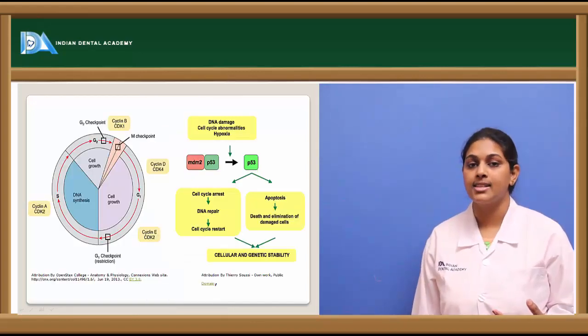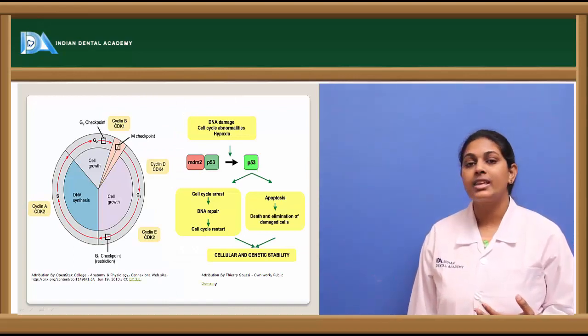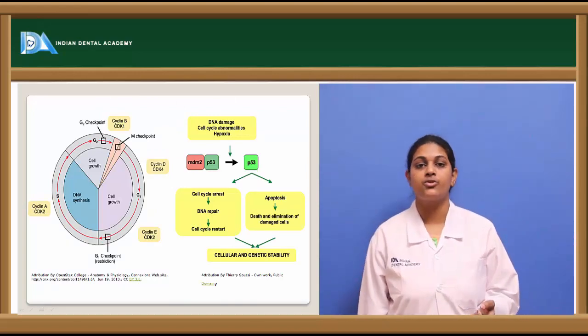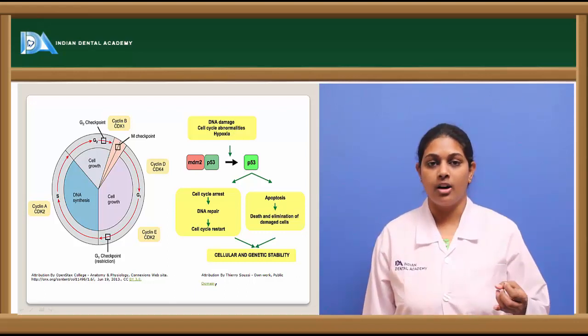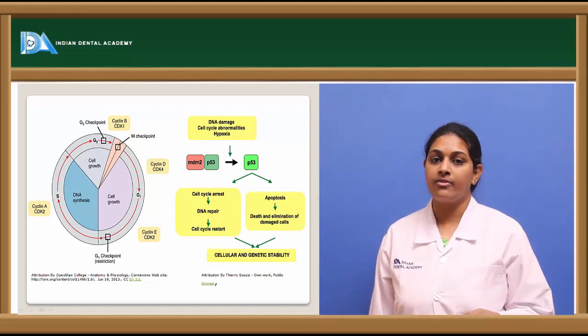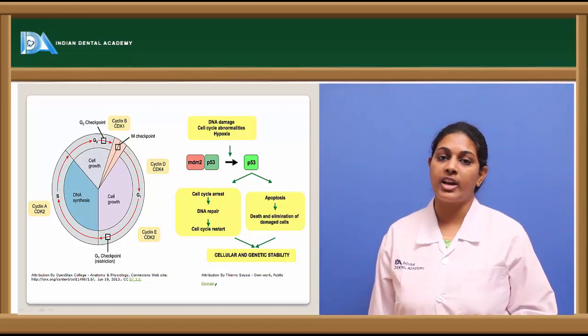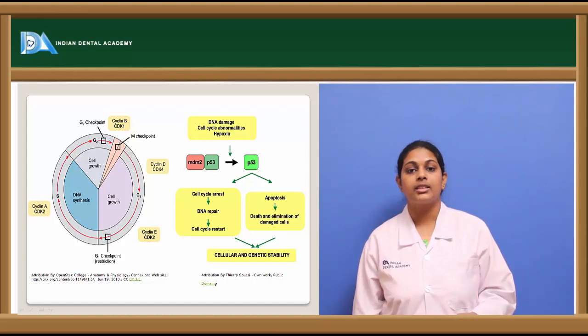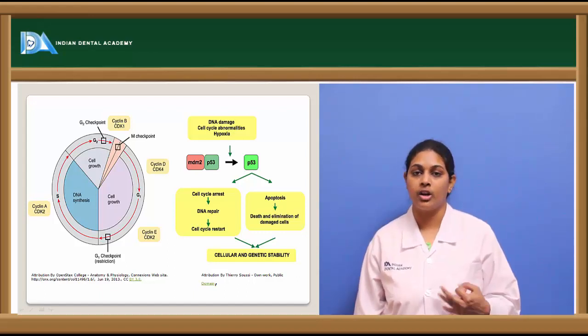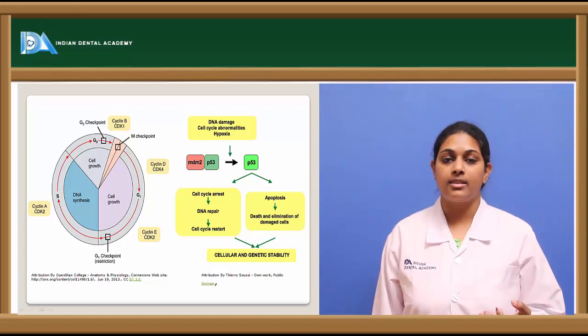What happens in the cell cycle is, usually we see a cell progress through certain phases. First is the G0 phase, also known as the quiescent phase. Then comes the G1 phase, or the pre-mitotic phase, or gap phase 1. Then comes the synthetic phase, that is the synthesis phase, where DNA synthesis occurs.